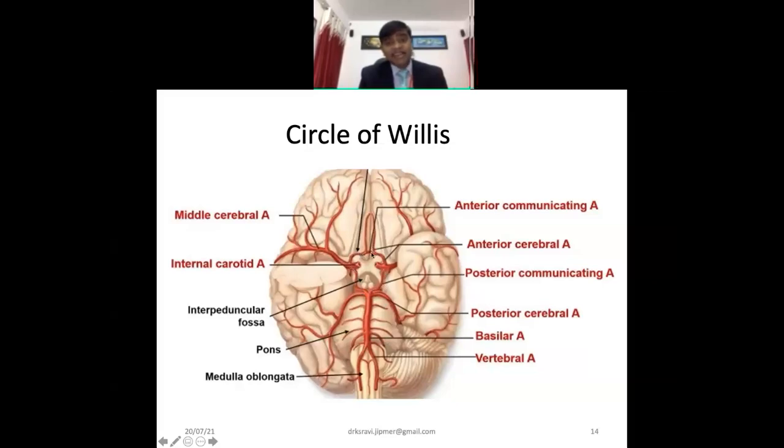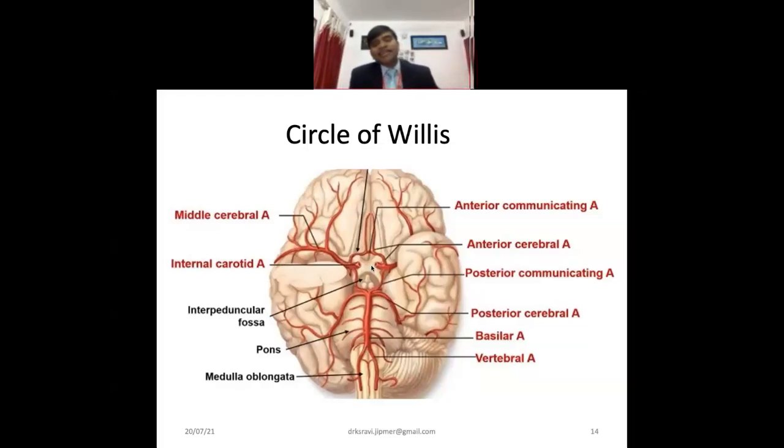I said anteriorly we have this optic chiasma, right? And then anterolaterally, I said we have the optic tract. Posteriorly, we have the upper border of the pons. And then posterolaterally, if you see over here, we have the cerebral peduncle, right? So this is the interpeduncular fossa. And in the interpeduncular cistern, this circle of Willis is located, which is formed by the two systems, this carotid system and the vertebrobasilar system.